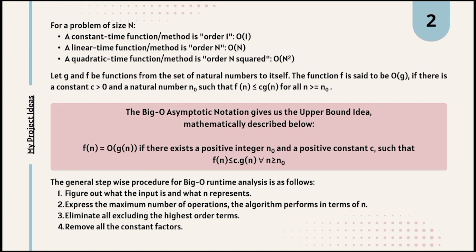The big O asymptotic notation will give you the upper bound as you already learned about in the last lectures, and mathematically you can represent it as f of n is equal to big O of g of n, and there should exist a positive integer n naught and a positive constant c such that the following condition is satisfied, that is f of n is less than or equal to c of g of n for all n greater than or equal to n naught. Okay, so what is a stepwise procedure for big O runtime?